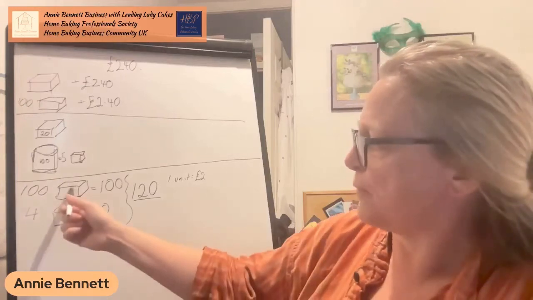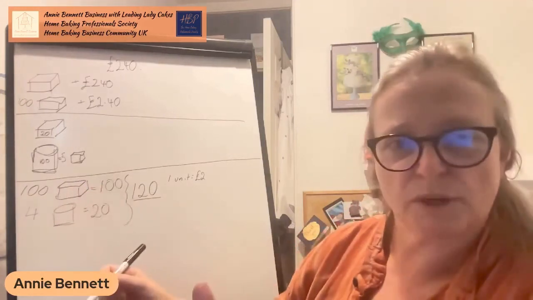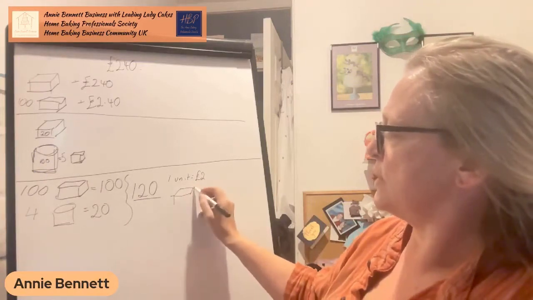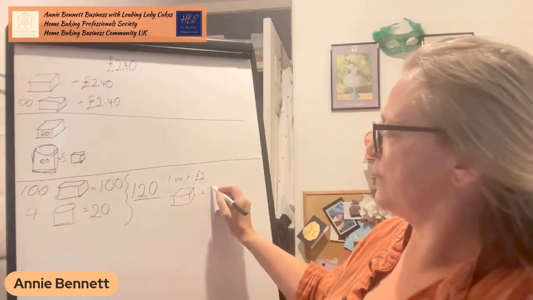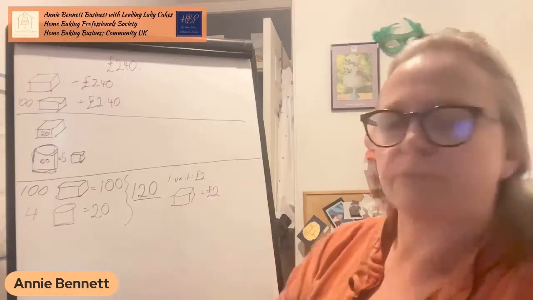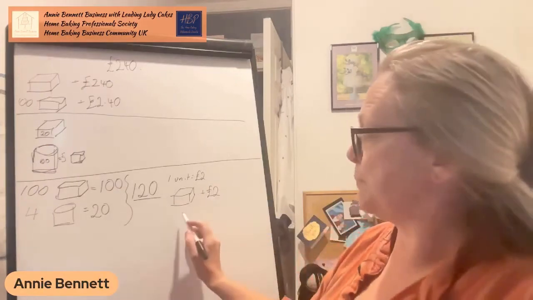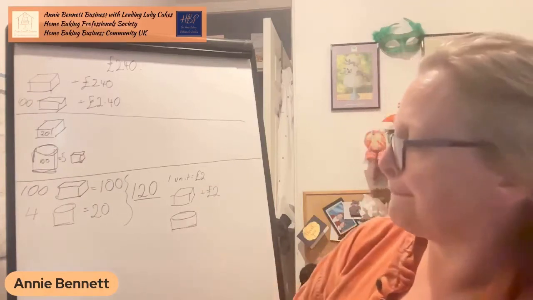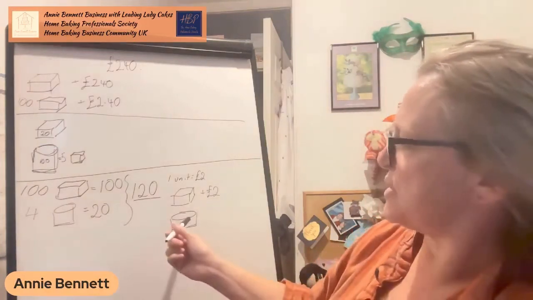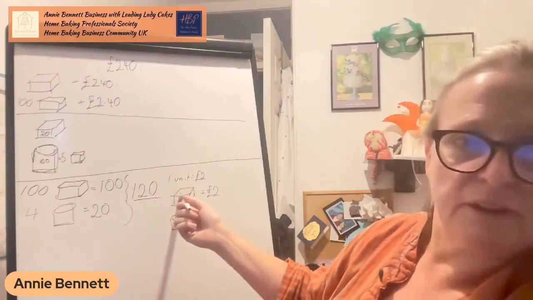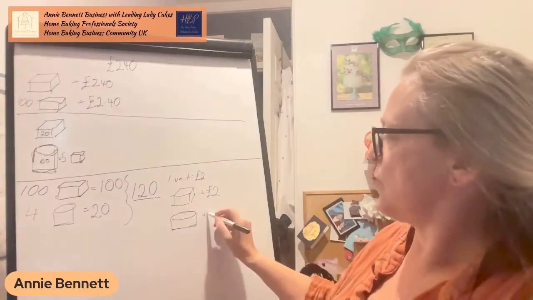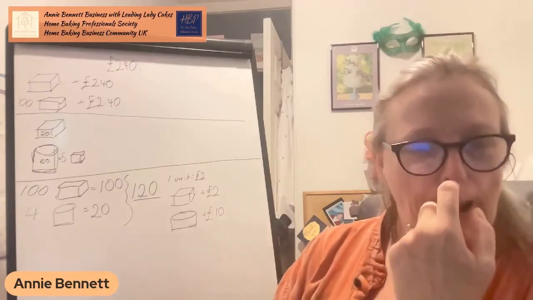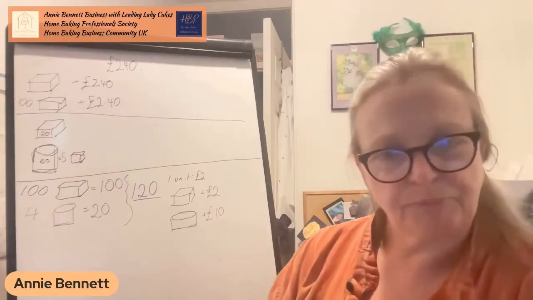So a treat box is just the one unit. So for a treat box, you're going to add on that £2. For your birthday cake, that is actually worth 5 of those. So your overheads for your cake are £10. So that's what you've got to add.